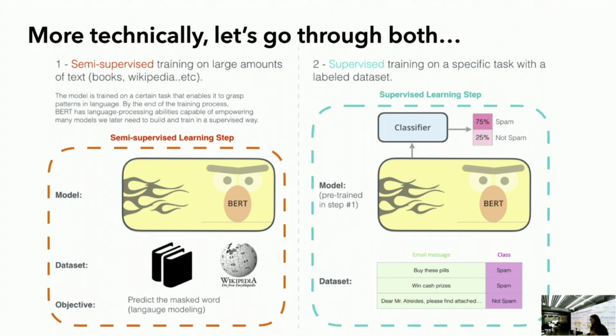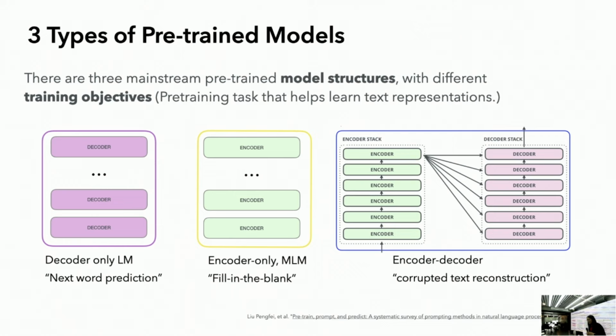I want to go deep into what we mean by pre-training here, since this is the basis of how people train large language models. There are three types of pre-trained models. If you look at the current mainstream, each of those pre-training paradigms has different training objectives. The first is decoder-only large language models, which usually utilize next word prediction. The second type is encoder-only models, such as masked language modeling, where the key objective is to fill in the blank. The third is encoder-decoder architectures, where the objective is corrupted text reconstruction. We are going to go deep into each of those. So remember, there are three kinds of pre-trained model paradigms.